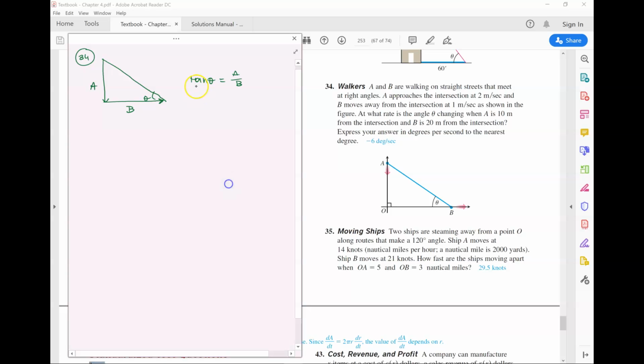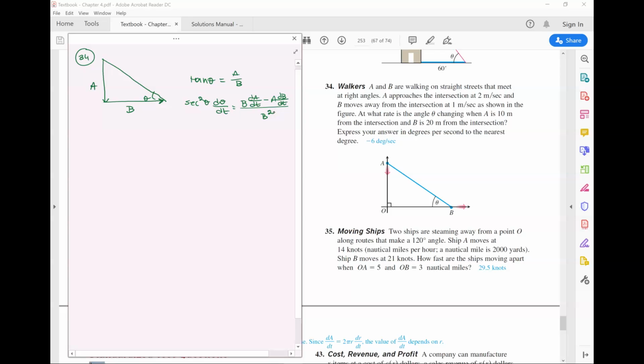So the derivative of tangent is secant squared theta, and then I get d theta dt. Equals, here I have to do quotient rule. That works too, or you could do A B to the -1 and do product rule. Either will work. So if we do quotient rule, it's B times dA dt minus A dB dt, all over B squared.